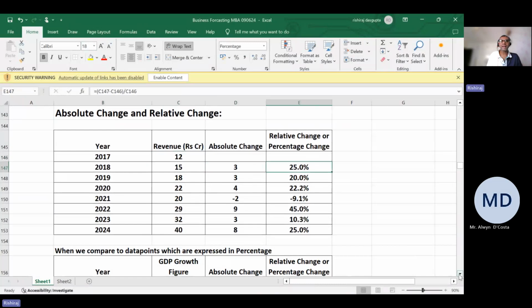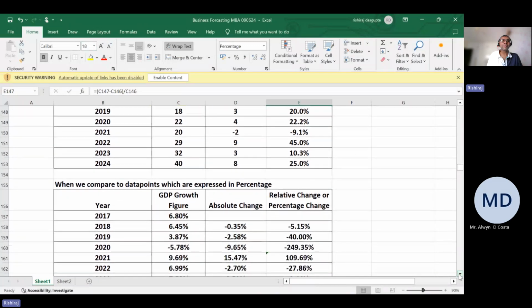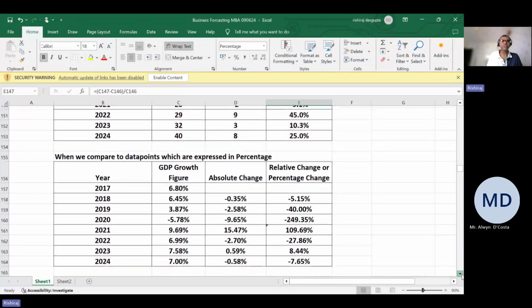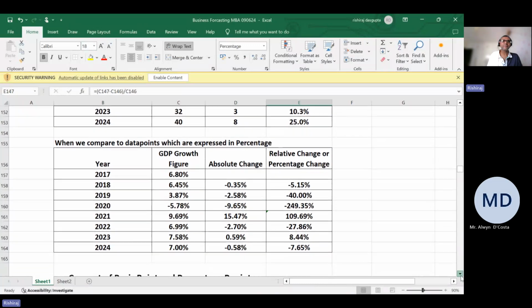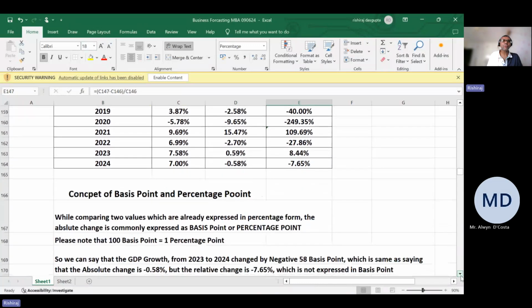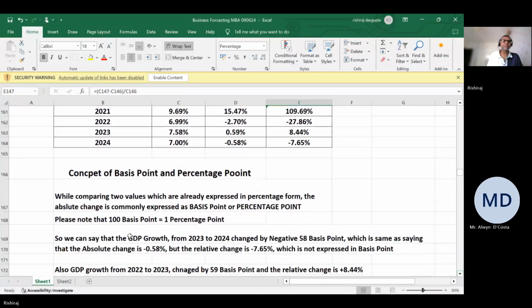But I have warned you, when we compare two data points which are already expressed in percentage, for example, the GDP growth figure of India from 2017 to 2024, these are already expressed as a percentage. So absolute change also comes in percentage and relative change also comes in percentage, thereby creating a big confusion. To avoid that confusion, we said that we use a concept called basis point or percentage point. So we have 100 basis points equal to 1 percentage point.